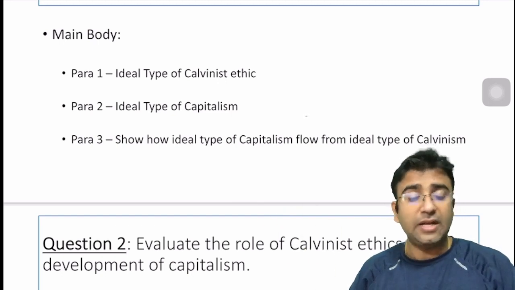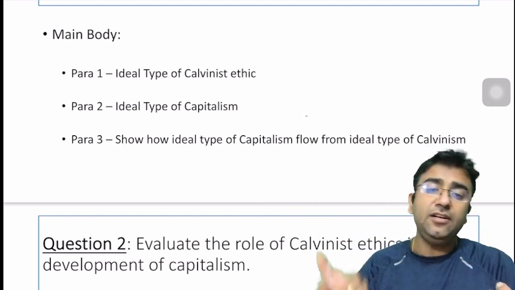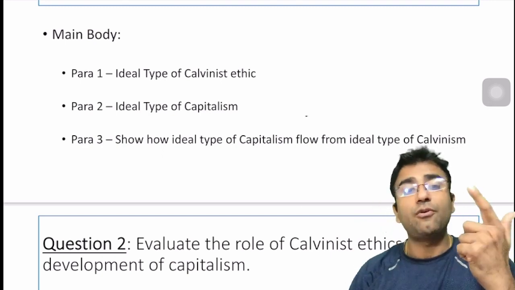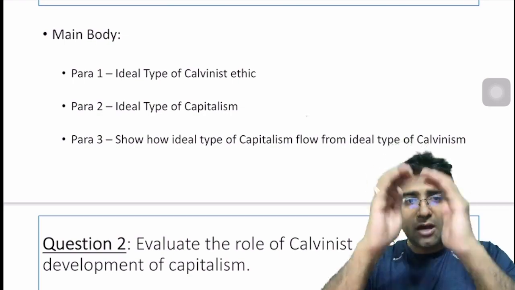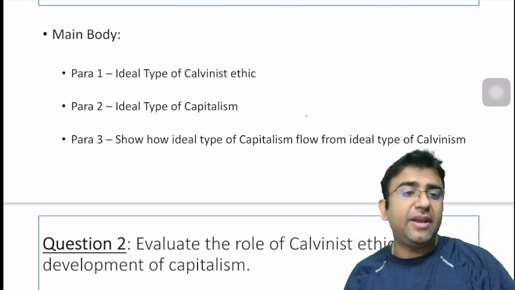With capitalism. And that's why you can see that the ideal type of capitalism is emerging directly from the ideal type of Calvinism. Are you getting my point? This is how you are going to write down the main body.